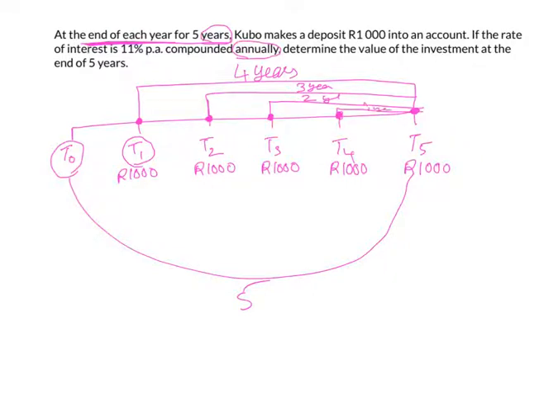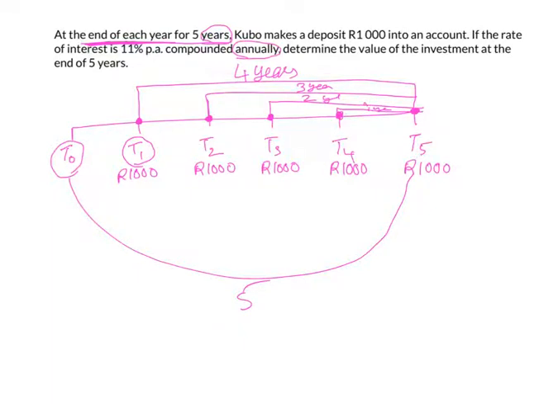And there is no investment. I'm making 5 investments, 1, 2, 3, 4. Therefore, this is for 4 years. This T2 is for 3 years, T3 is for 2 years, T4 is for 1 year, and T5 there is no investment, 0, right?